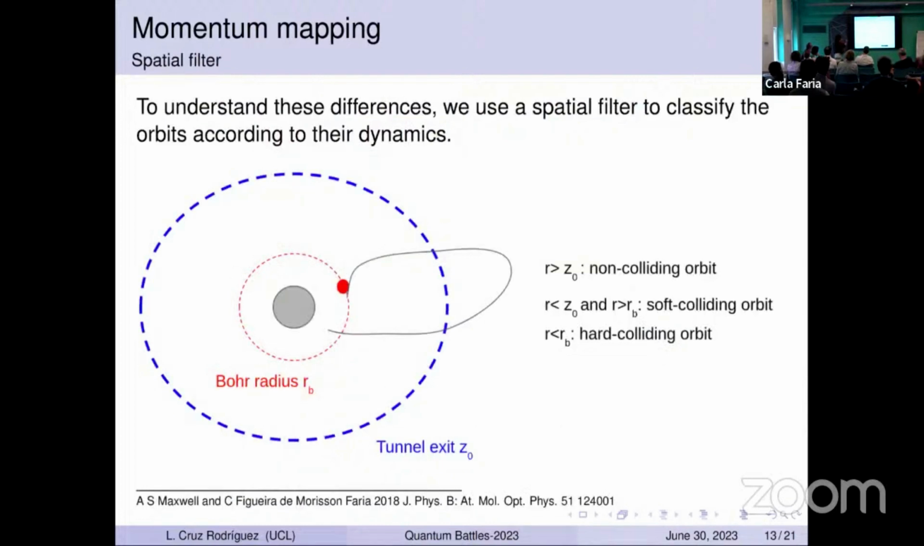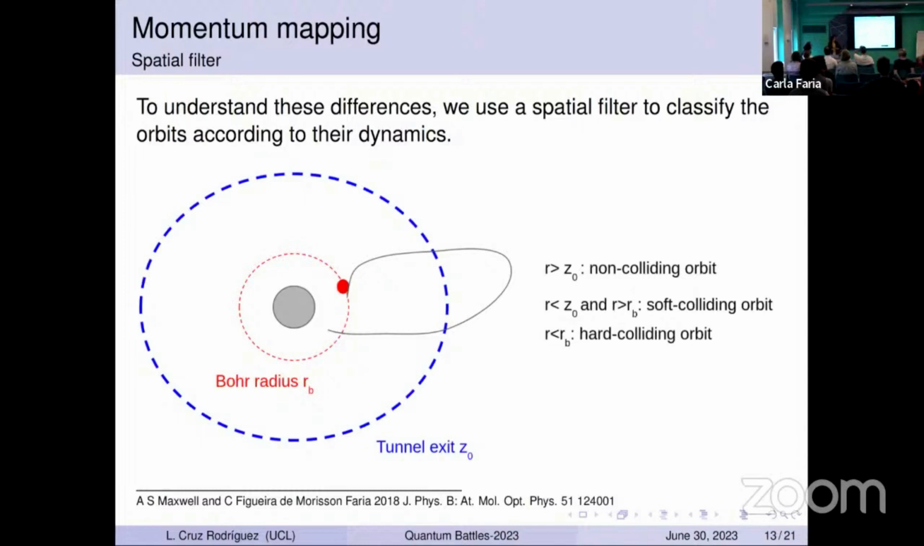So we wanted to understand why, to separate the orbits according to the dynamics. So we implemented this filtering, which was already proposed by Maxwell in this previous work, where we say, okay, if the orbits are always beyond the tunnel exit, we classify them as non-colliding orbits. If they get between the Bohr radius and the tunnel exit, they are soft colliding, and if they go inside the Bohr radius, then they are hard colliding.